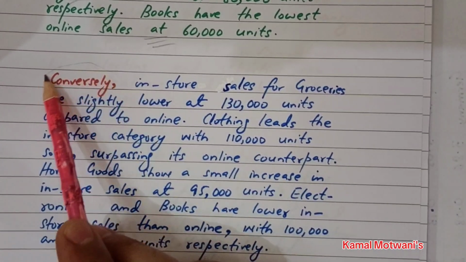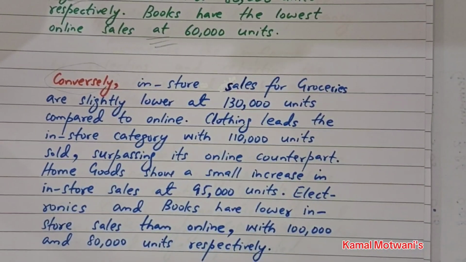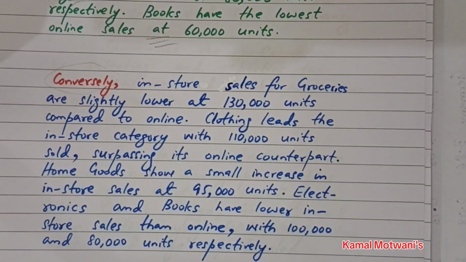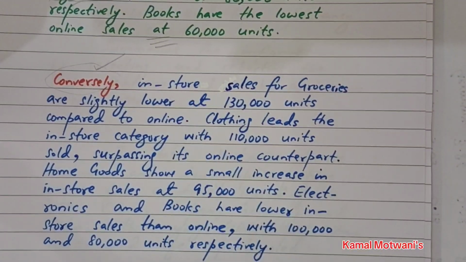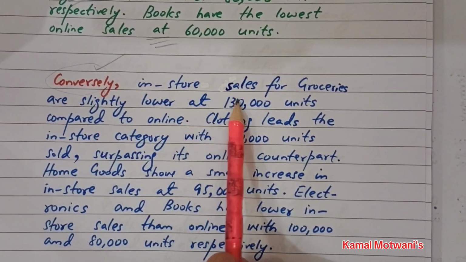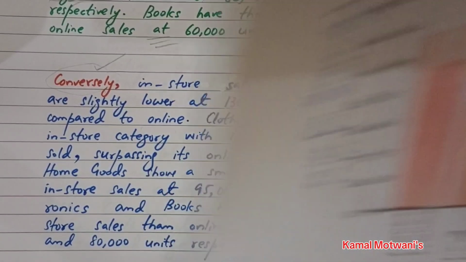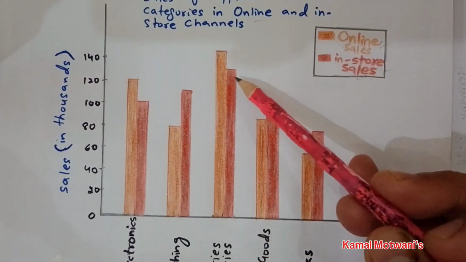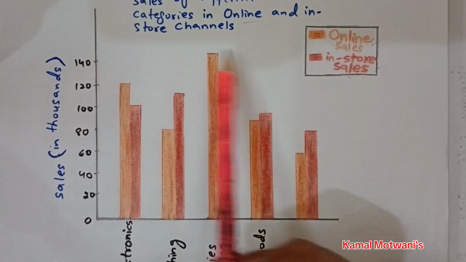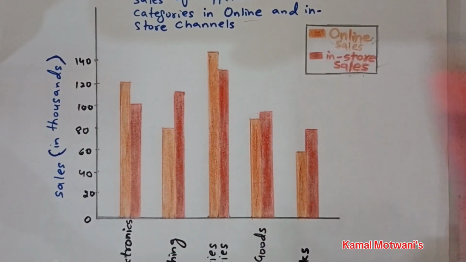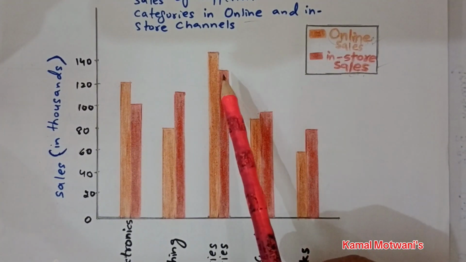Conversely, this connector we must use because this bar chart is about online sales versus in-store sales. So conversely means this is regarding in-store sales opposite to the online sales. Okay. Conversely, in-store sales for groceries are slightly lower at 1000 units compared to online. Of course, grocery sales are lower. The online sales were at 150 and these are 130. So these in-store sales of groceries are a bit lower than online.